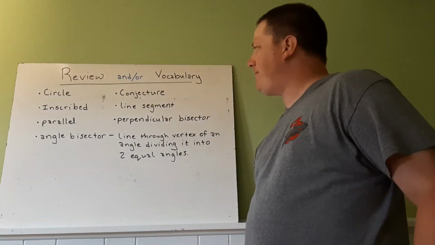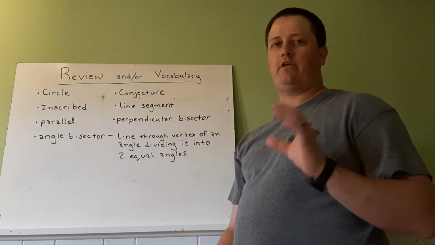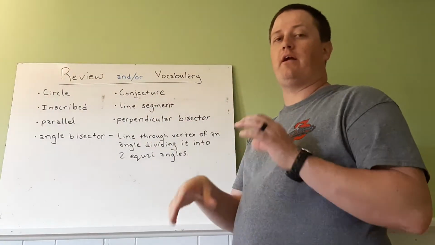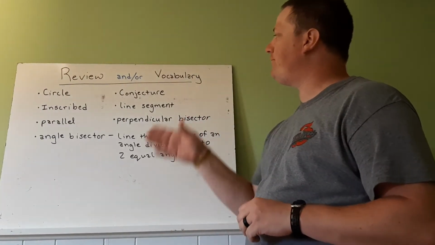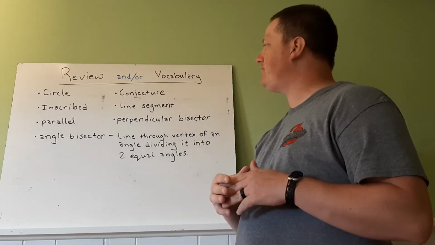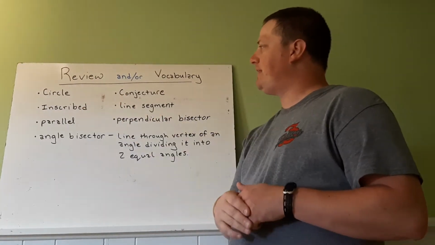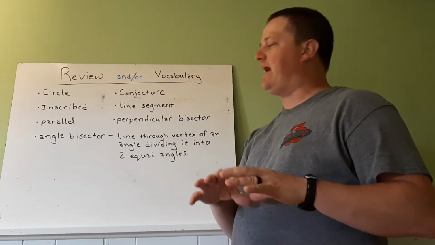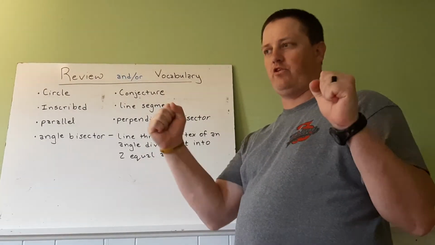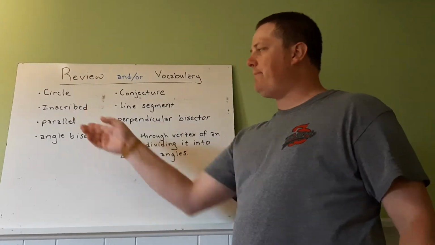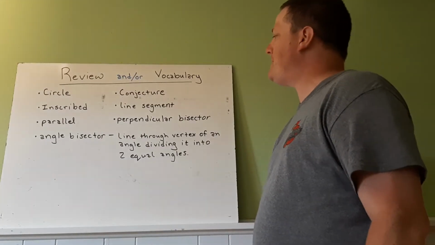All right, our vocabulary and our review. So circle, remember, is all the points that are equal distance from the center point, making a circle. Our conjecture is our hypothesis of what we're trying to prove or disprove. And something that's inscribed is a shape that's inside another shape. A line segment is a straight line with two endpoints. Parallel is talking about two lines that will never cross or intersect.